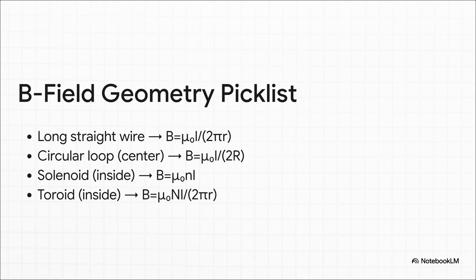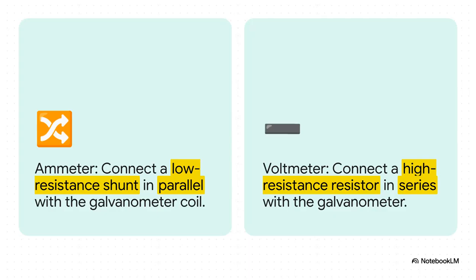It makes life way easier. All right, let's clear up the biggest point of confusion in this chapter, converting a galvanometer. This is it, super clear. Want to make an ammeter to measure big currents? You need to give that current an easy path to bypass the device. So you add a low-resistance shunt in parallel.